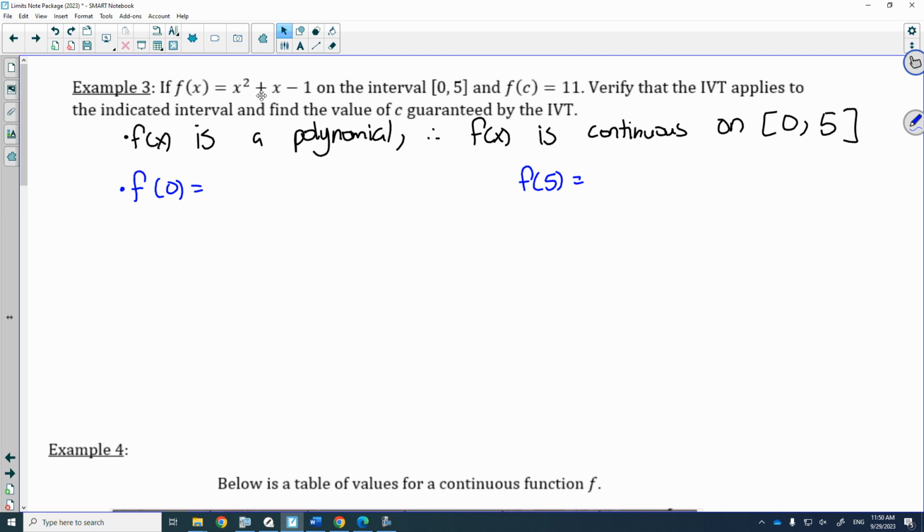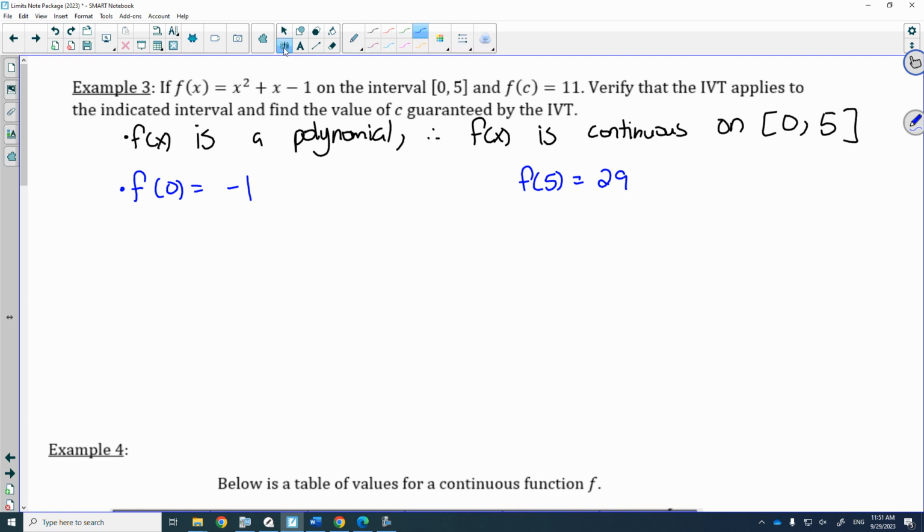So f of 0 is -1, and f of 5, oh, and do you have f of 5? 29. Okay, so picture the y values of this graph. We're going from -1 to 29. Is there going to be a place on my graph where we're going to go through 11? Yes, right? When we go from -1 up to 29, we will be cutting through 11.